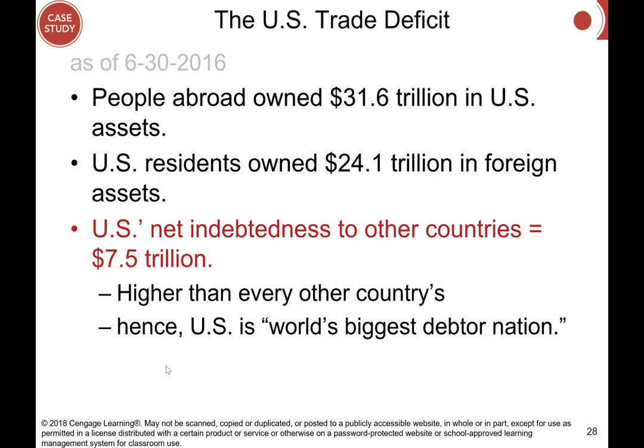As of June 30th, 2016, people abroad owned $31.6 trillion in US assets, and US residents owned $24.1 trillion in foreign assets. Therefore, US net indebtedness to other countries is the difference of these two numbers, and that is $7.5 trillion, higher than every other country. Hence, the US is the world's biggest debtor nation.